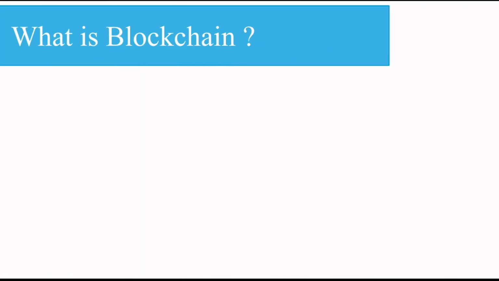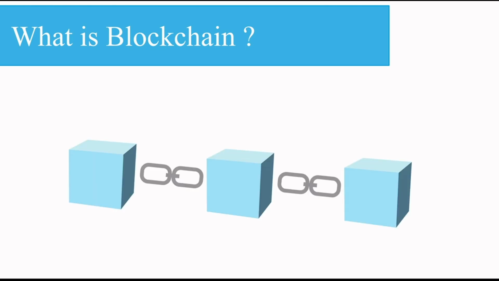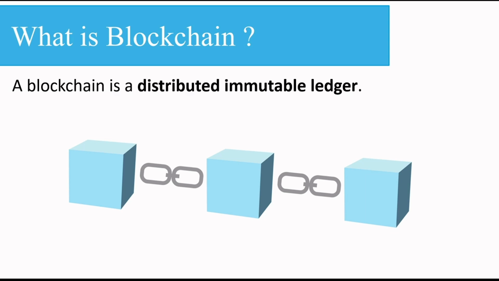Hello guys, welcome back. Now we are going to study about what is blockchain. Now this is how a blockchain looks like. It is having a number of blocks, and all these blocks are connected with each other. Now what is the definition of blockchain? So if I have to define, blockchain is nothing but it is a distributed immutable ledger. Yes, it is a distributed immutable ledger.